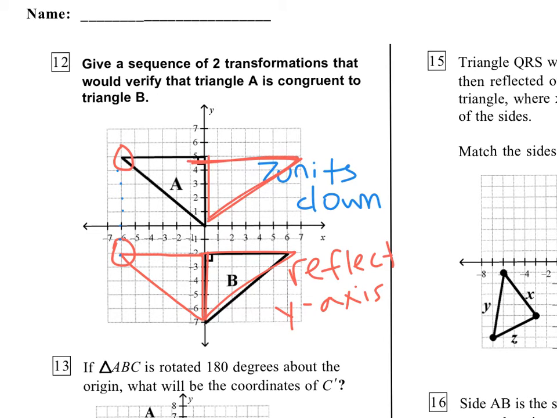Again, how many units would I think? From here, it's going to be 1, 2, 3, 4, 5, 6, 7. Same idea. I could have reflected over the y-axis and then translated down 7 units. So I could have just changed the order that I did it. All right? No big deal on this one, but you guys understand what's going on here. You have one question like that.